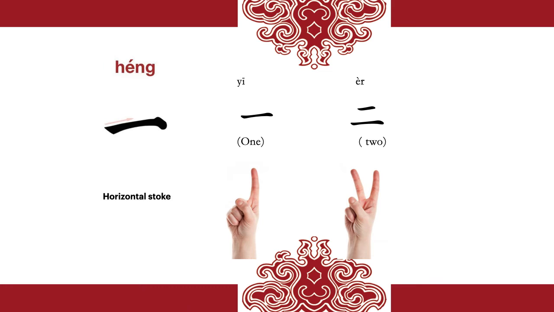Okay, now you might ask, it looks easy. Can I add another heng under er and it means number 3? Exactly, you're right. But unfortunately, number 4 is not 4 strokes piling together. But the good news is that we have already learned 3 characters. 1, 2, 3. Yi, er, san. Not bad, right? Okay, let's learn another stroke, the vertical stroke, which is called shu.